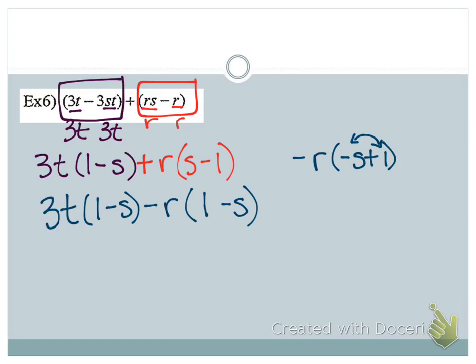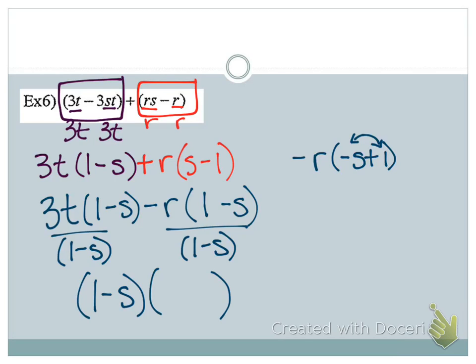Kion, what can I factor out now? The 1 minus s. So I'm going to divide both sides by the 1 minus s. That is also going to get written in front of a set of parentheses. And then I just need to know what's going in those parentheses. Franklin, what do you think? 2 minus r.